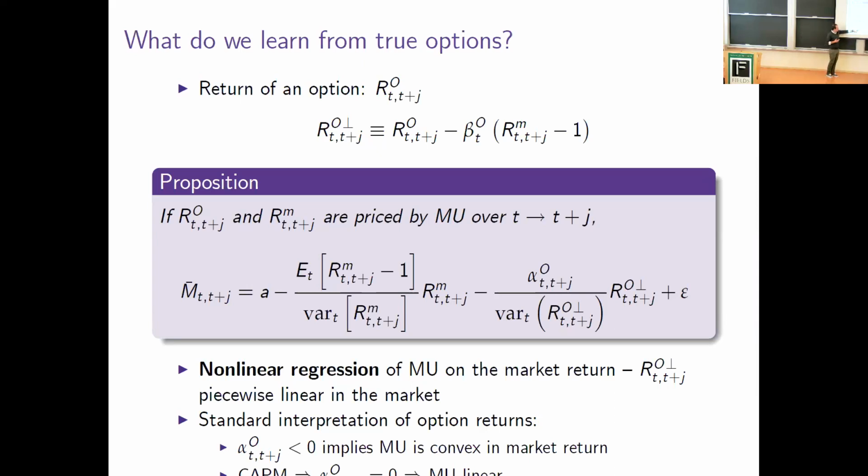This negative alpha. If I have a negative alpha on options, which is what we observe historically, then that implies that marginal utility is convex in the market return, precisely because this return on the option is convex in the market return, right? So if I have a negative alpha, then I have a positive coefficient here, and marginal utility is convex. Under the CAPM, the alpha would have to be 0, since all alphas are 0, and we would have marginal utility that is linear in the market.